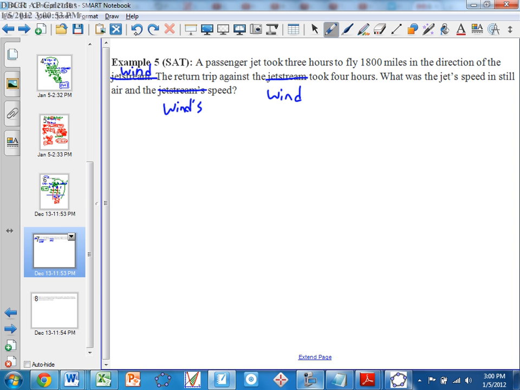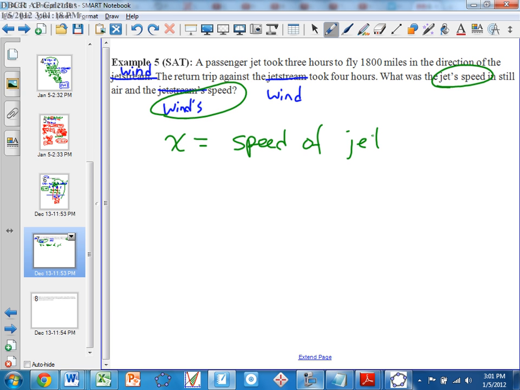So, I am being asked to find the jet speed and the wind speed. Those are the things that are being asked. Therefore, those are my variables automatically. Again, if you're asked to find the jet speed and the air speed or the wind speed, that's what x and y are. Okay? So start with x is the speed of the jet. Now, if you don't know the word jet, think of plane. Same thing. Y is the speed of the wind.